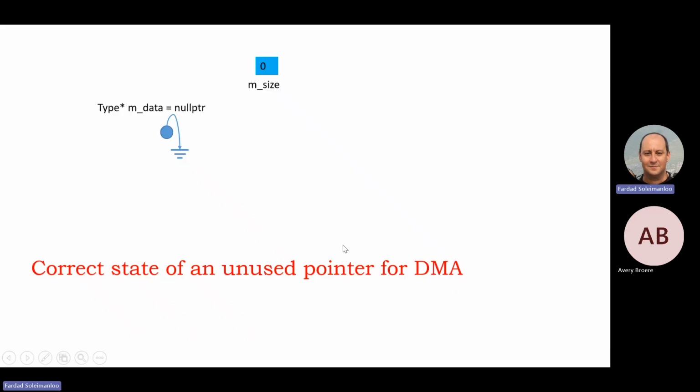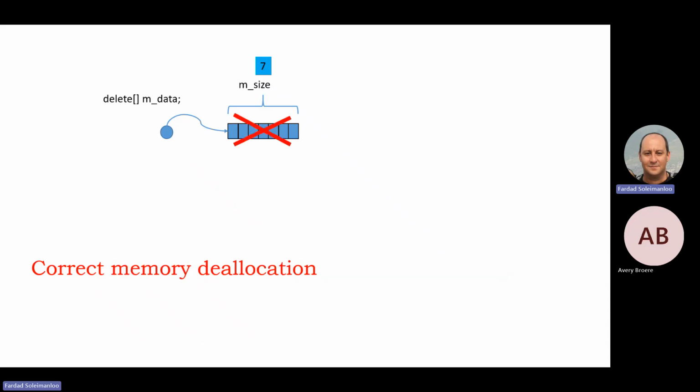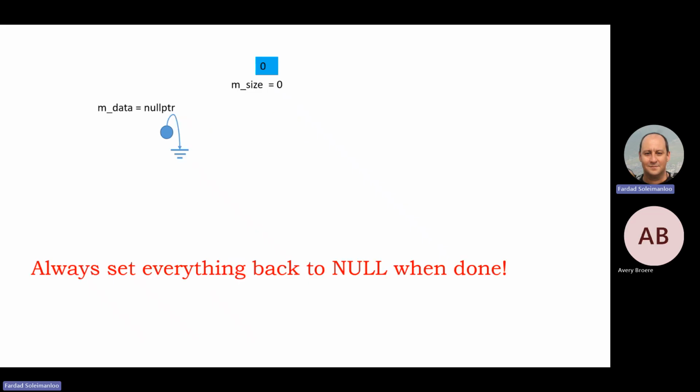So yeah, we said the correct state of unused memory is to always set it to null. And if you are using a logic that keeps track of the size, keep the size as 0 when you are not using memory. But when you are allocating memory, you need to keep track of the size and exactly know how much memory you have. And when you delete, you have to delete the way you created it. If you create an array, you delete it like an array. You have to always set everything back when you are deleting. So again, set the data to null and 0.